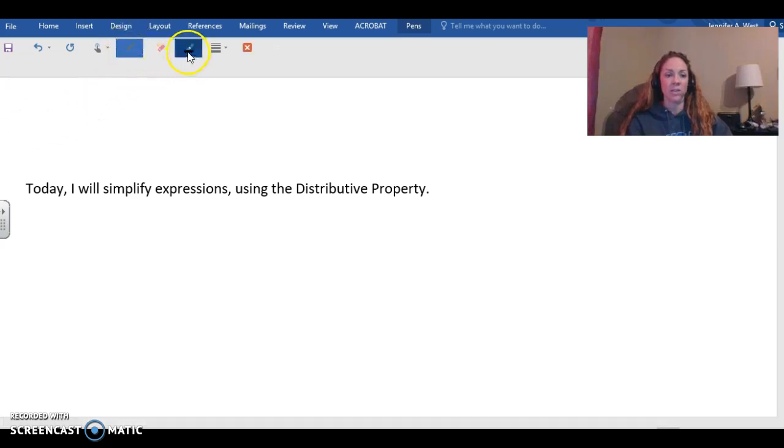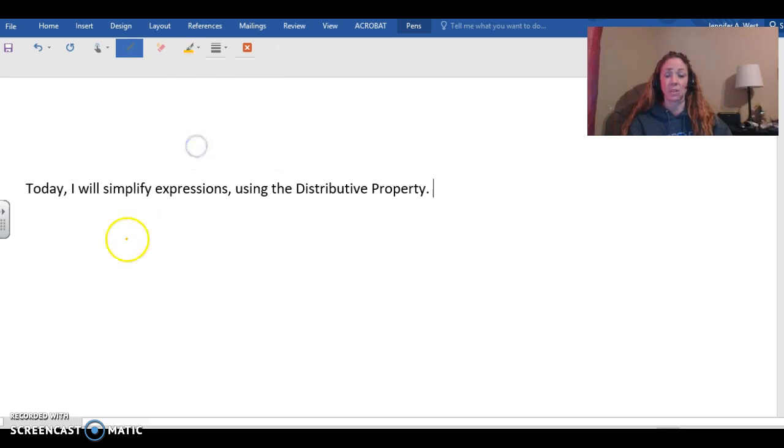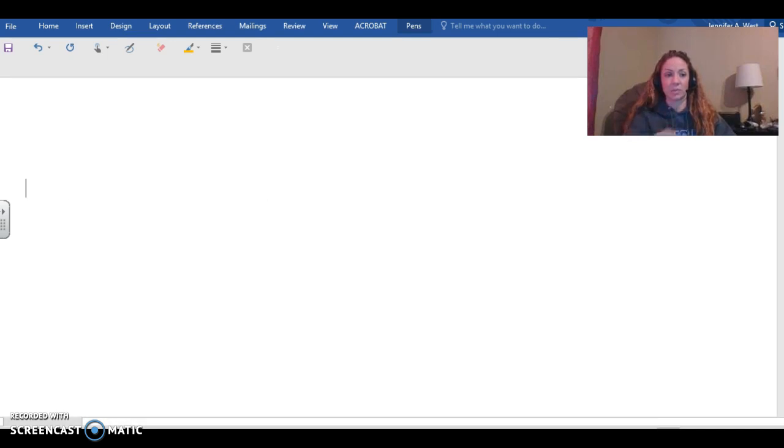So, it is your lucky day, which means that you only have one learning goal. Today, I will simplify expressions using the distributive property. So make sure you hit pause and you get that in your notes. I'm going to give you a few examples of the distributive property, so you can see it in action, and you're going to have to do a few at the end all on your own.